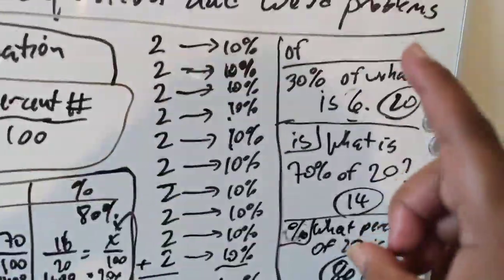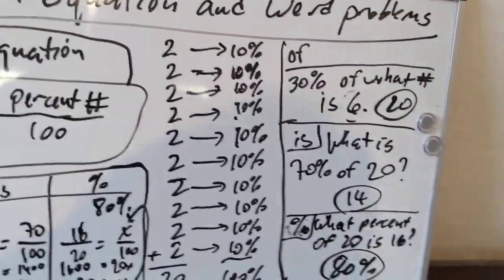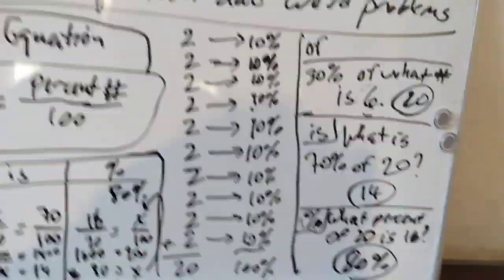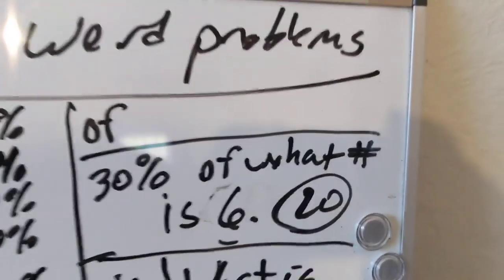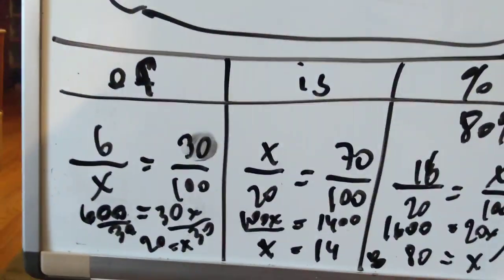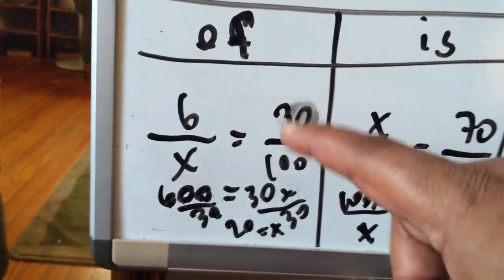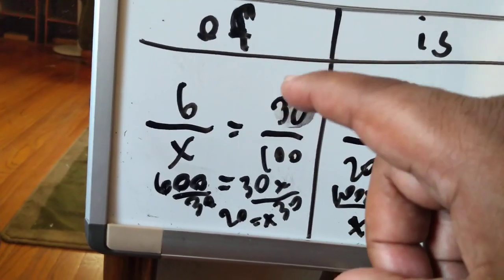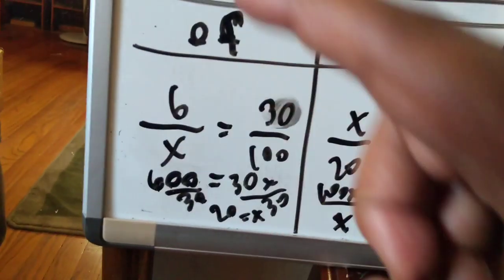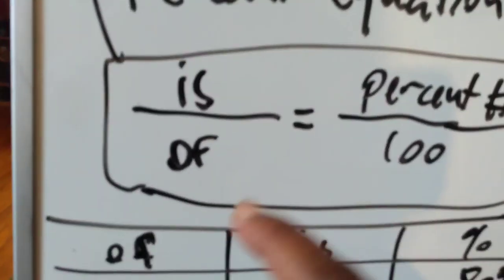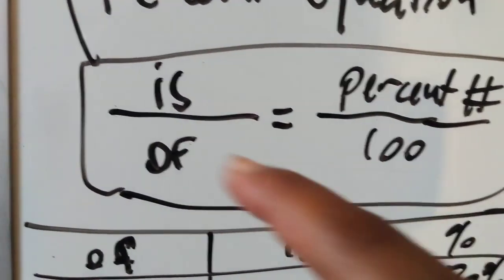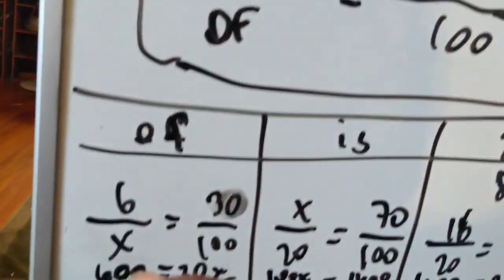So if each one of these twos is 10%, and they say, if you were doing the of question, 30% of what is 6? Of what number is 6? This is how you would set it up. You say 30%, well, the 30 is right here. And remember, 30% is 30 over 100. And this is an of question. So that means the of part is what we've got to find up here in the formula. We already have everything else. The 30% would be 30 over 100, the is is 6, but we don't know the of, so that's where X goes.